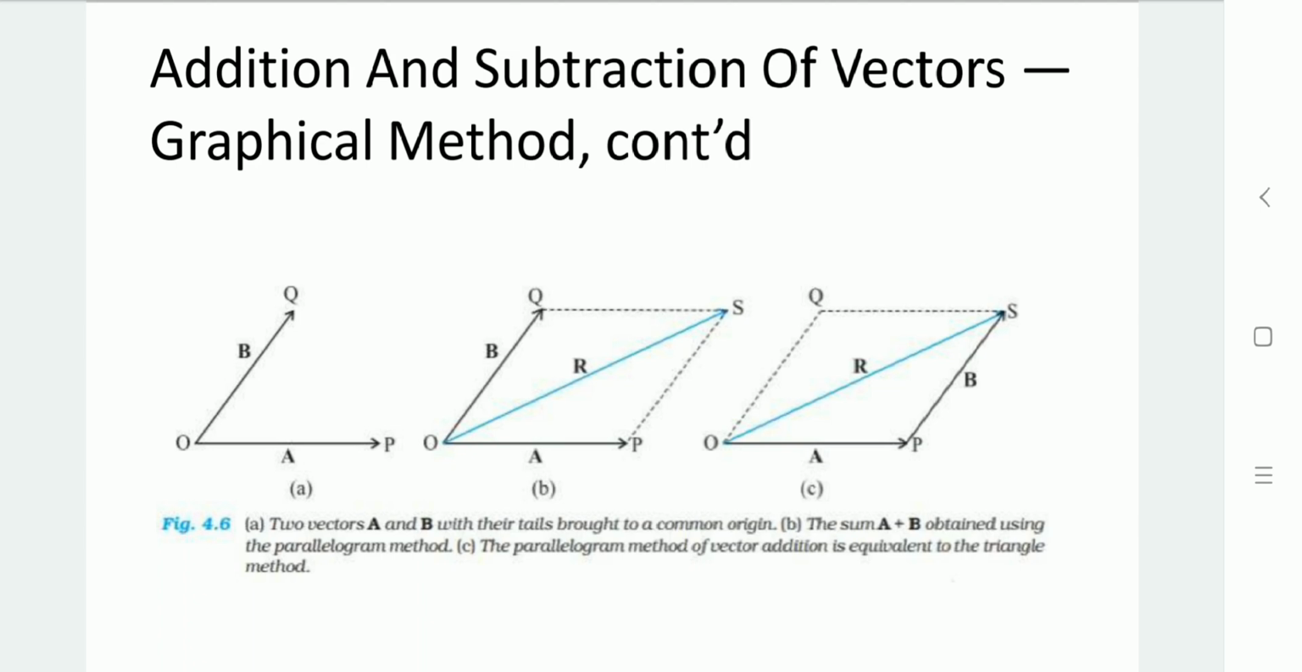This is how, using the parallelogram method and the triangle method, the addition of vectors can be represented. If we want to do the subtraction, then the direction of the vector is reversed. Clear, everybody?